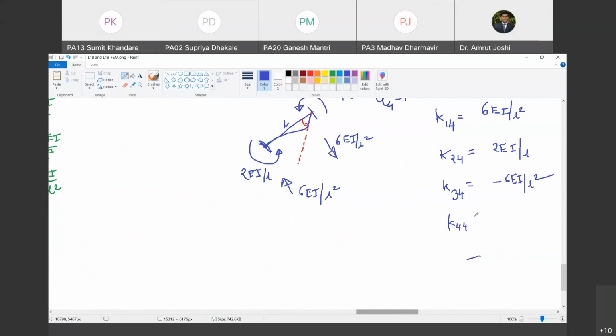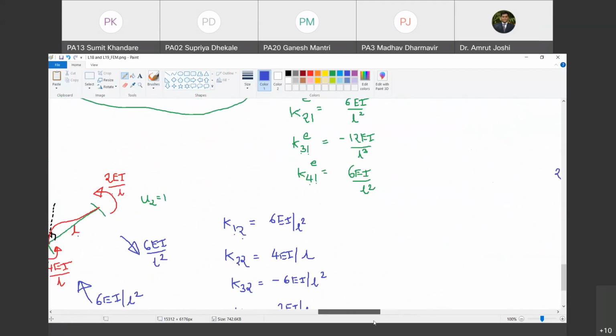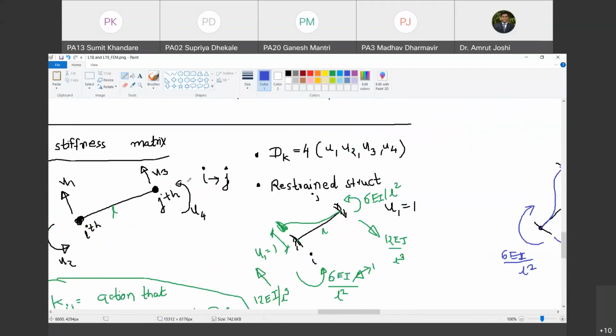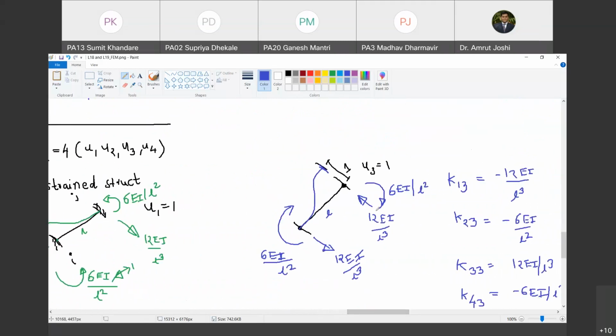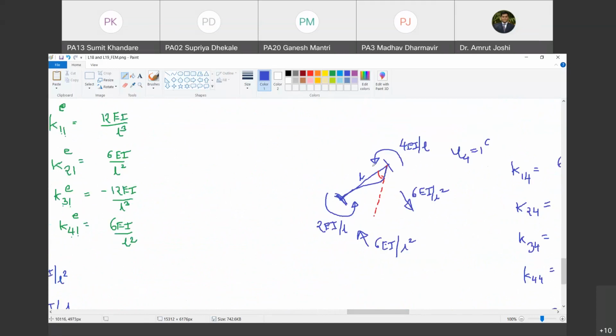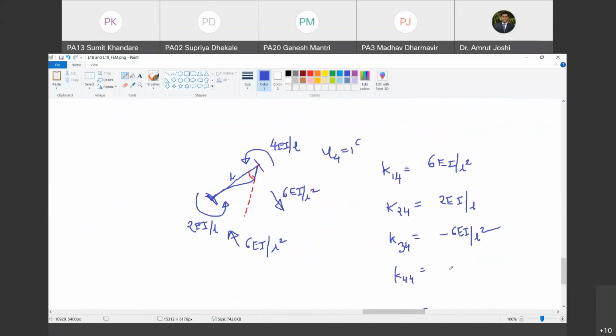What is K44? The action that requires to be produced at 4 to have unit deformation at 4. What is 4? 4 is rotation. So what is the corresponding action? Moment. So I should be looking for the moment at 4. What is that moment? 4EI by L. So I am going to write down K44 as 4EI by L.